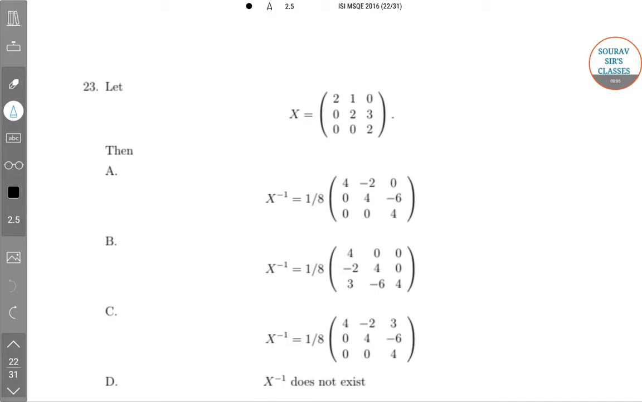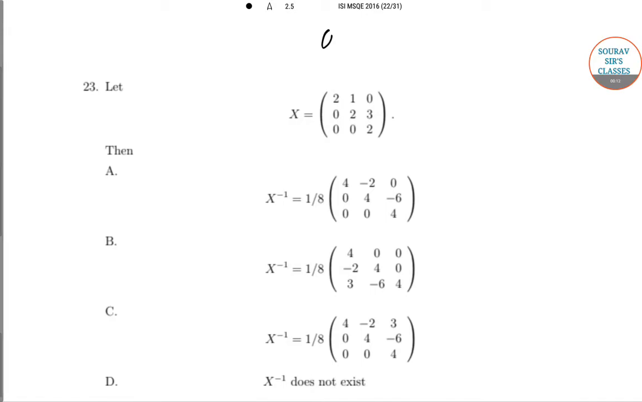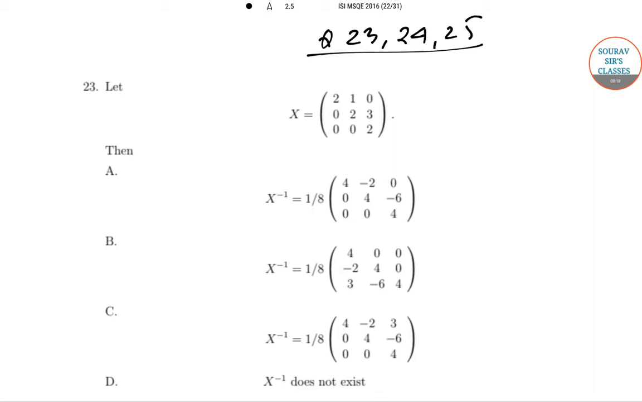Today we will be solving the ISI MSQMS question paper from the year 2016. Today we will be solving question number 23, 24 and 25 from the same paper. So let's begin with question number 23.